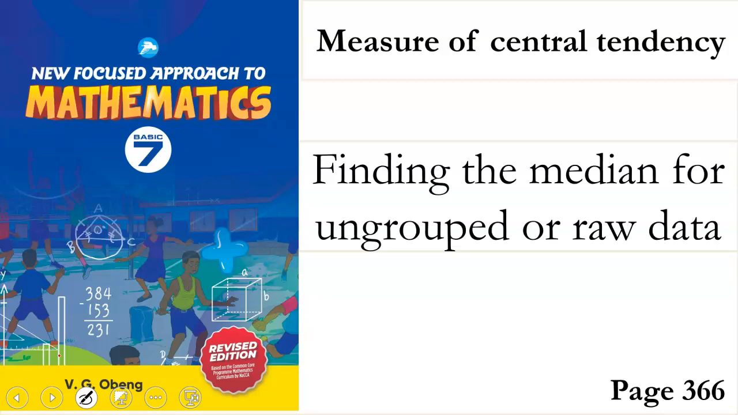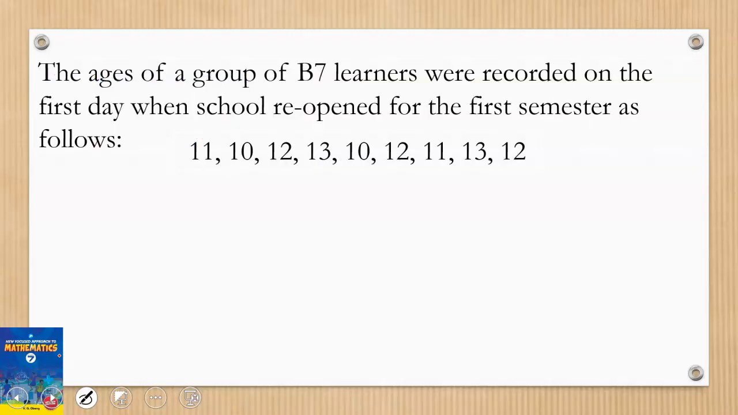This lesson can be found on page 366. So we'll use a few examples to demonstrate this. We want to find the median. Median simply means the middle portion, or the middle. If you arrange your data in order, the one that can be found in the middle becomes your median. And once again, we can use median, mode, and mean to find the central tendency. This time I want to look at how we can use the median. So how do we find the median of this set of data?